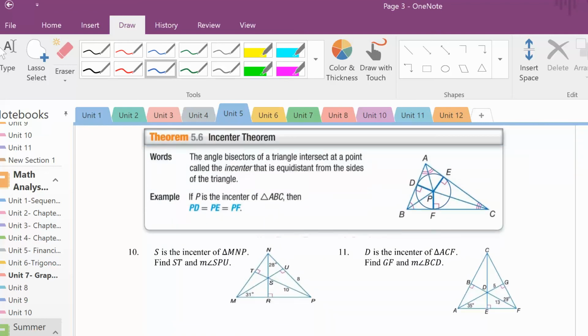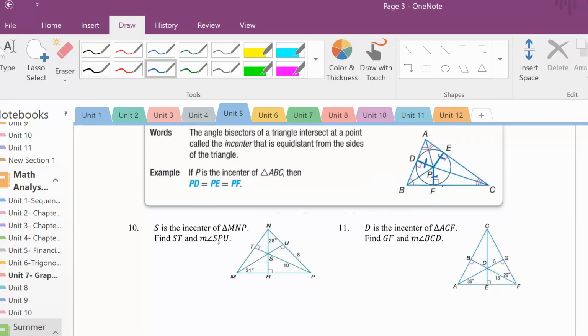All right, the Incenter theorem. So angle bisectors, the intersection of the three angle bisectors of a triangle is what's called the incenter. It's the center of an inscribed circle, a circle that would be inscribed in the triangle. And once again, the incenter will be equidistant from the sides of the triangle. So this PD, PF, and PE, those would all be the same.